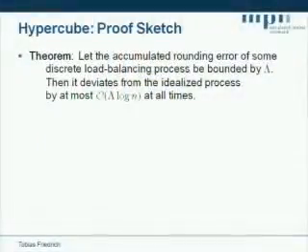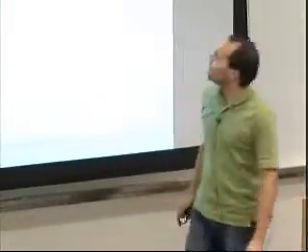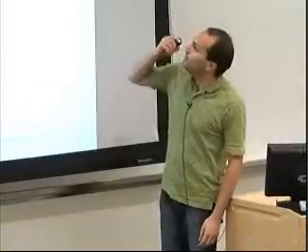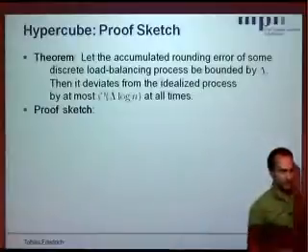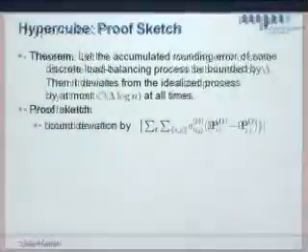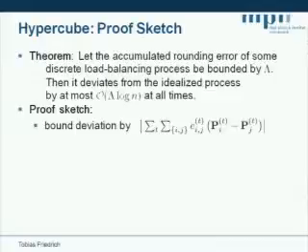Now let's see how to apply it. It usually goes under the name summation by parts. And now we want to see how to apply that for the hypercube. So we have some discrete process where these accumulated rounding errors are bounded by some lambda, and we want to prove that the deviation is at most lambda times log n. We can describe this deviation between the idealized and the discrete process by this sum.